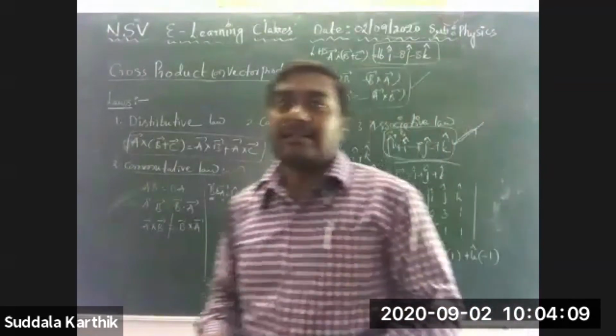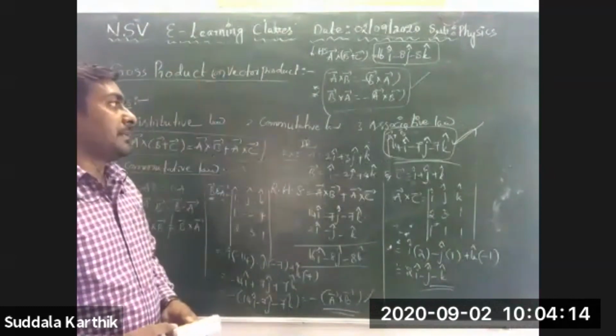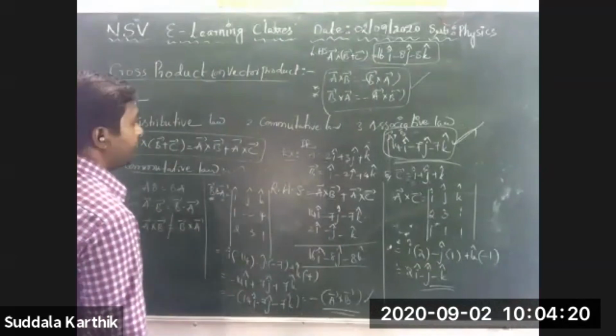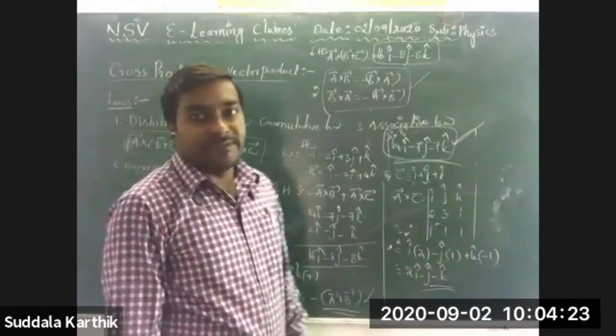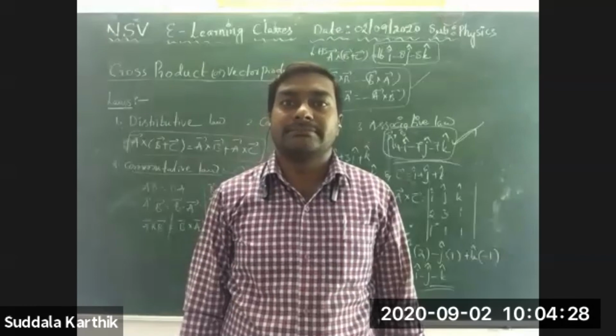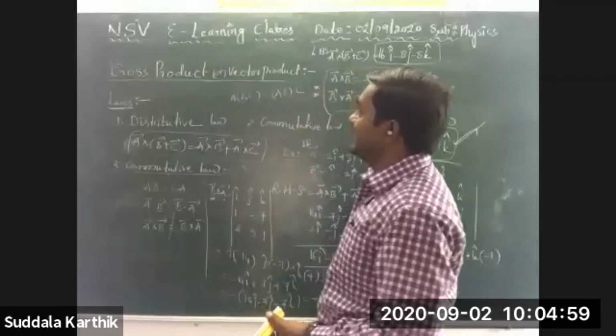This is the law of cross product or vector product. Associative law. What is the associative law? Can anyone say? Associative law: A into B into C is equal to A into B into C, in general method.